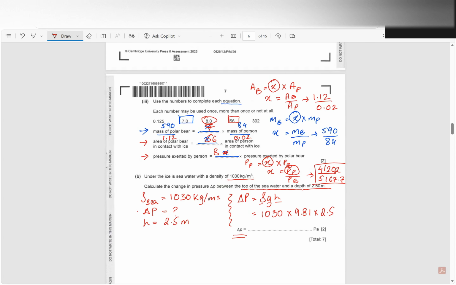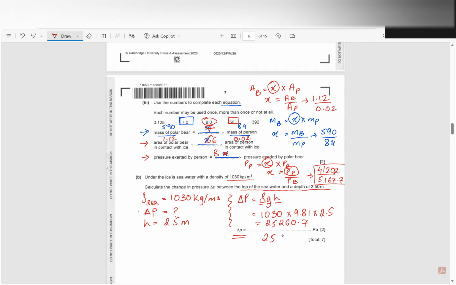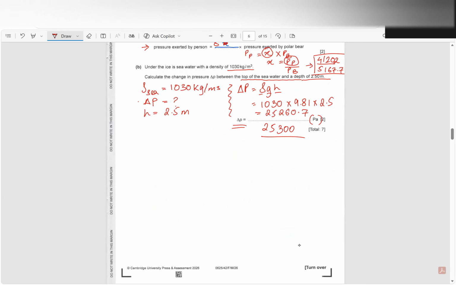All right, so we have the final answer as 25,260.7, and we're going to write it as 253 with further two zeros pascals. So this is going to be it. Let's look into the next.